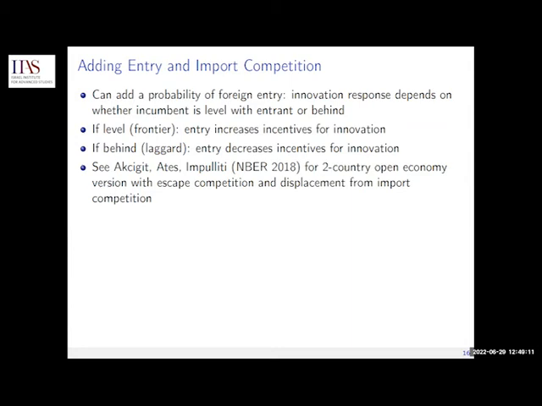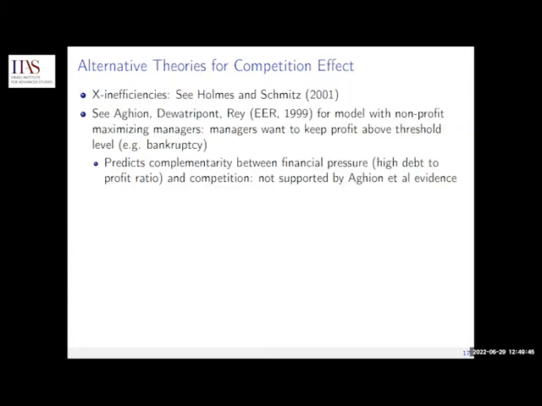Oh, this is where I had the slide. So I talked about this before, about adding entry into these models, and how you can get entry either having the Schumpeterian effect or having the Arrow effect. And if you're interested in a paper that does escape competition with foreign entry, this is a recent working paper that works out all of this.